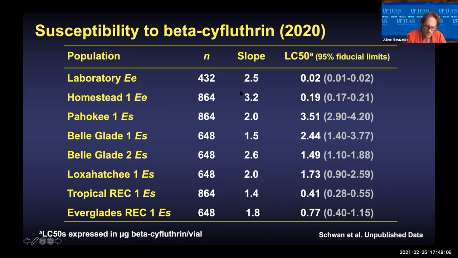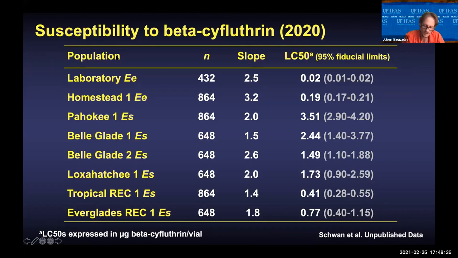When you look at the results, the slopes here show some differences in the spread of susceptibility levels among the populations, but we'll not spend time on that. I would like us to focus on the LC50s here. LC50s are the concentrations that are expected to kill 50% of the population, so it gives us an idea of the susceptibility level.